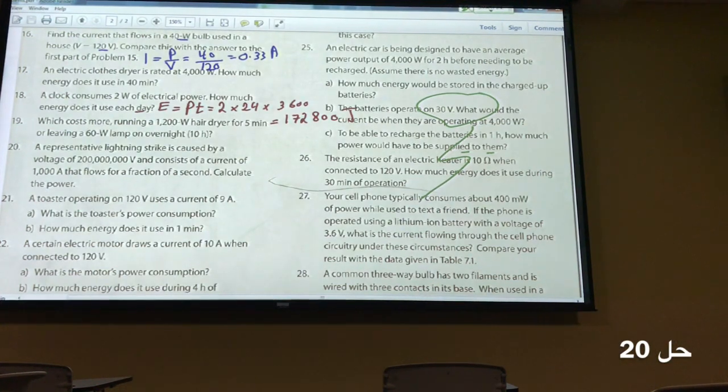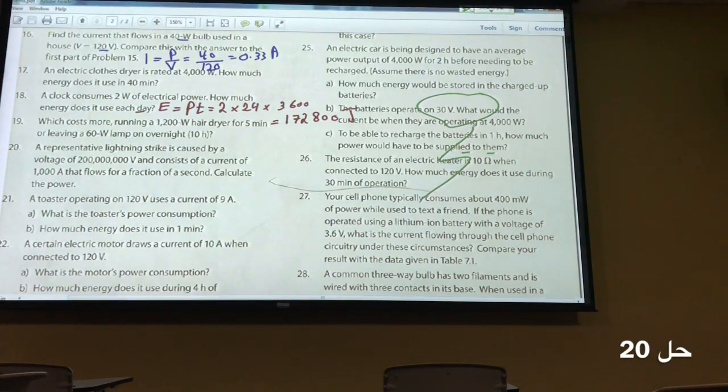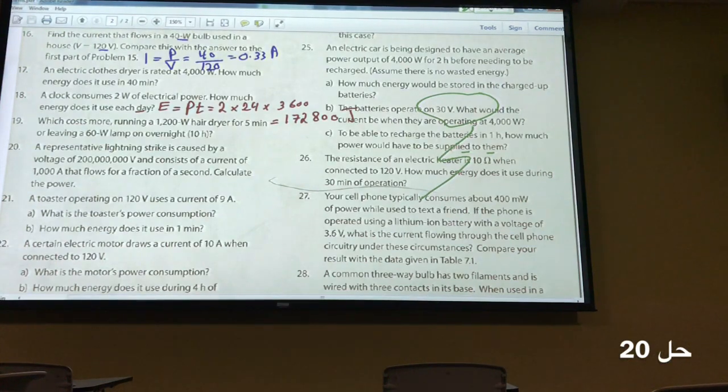Calculate the power of the lightning. How many volts? 200 million volts. Okay? And the current is 1000. He wants you to find the power output. What is the power? I multiplied by V. 1000 multiplied by 200 multiplied by 10 to the 6. Million is 6. So the answer will be 200 gigawatt, 2 multiplied by 10 to the 11 watt.